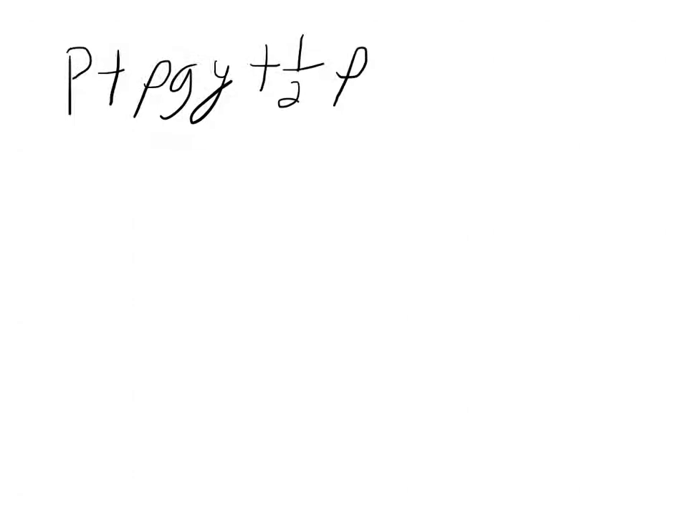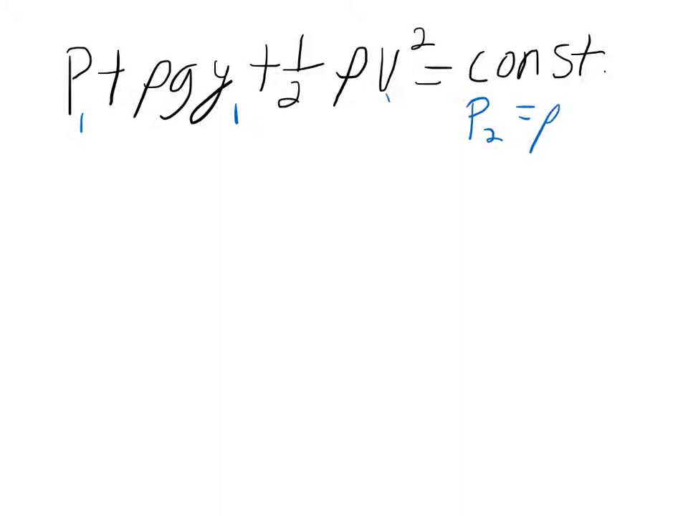Something I should note is that on the AP exam, and therefore on my quiz, Bernoulli's equation is written like this: P plus rho g y plus 1/2 rho v squared equals constant. That means that the other side of the equation would be the same, and that you would just have to put in the 1's everywhere, and then on the other side, the 2's everywhere.